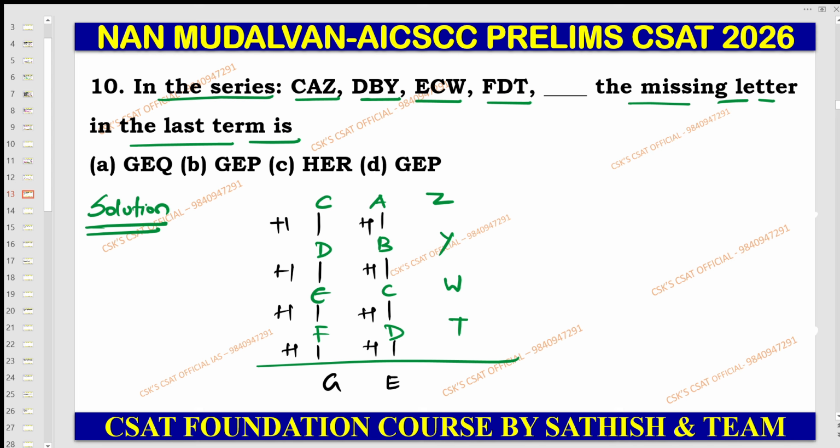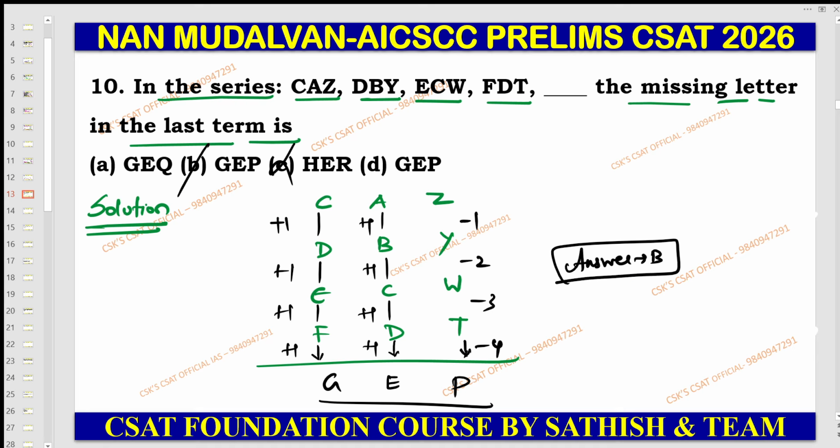So first of all, eliminate E, all the cases are E. Which one differs here? The last one differs. So here we have to check: minus 1, Y to W, minus 2, W to T, minus 3. So next is going to be minus 4. Right? Everyone able to understand the logic? So minus 4 means P, GEP. Listen, both contain GEP. You can mark any. I am checking here, it is B.